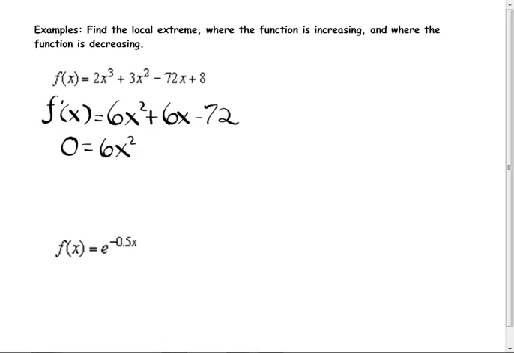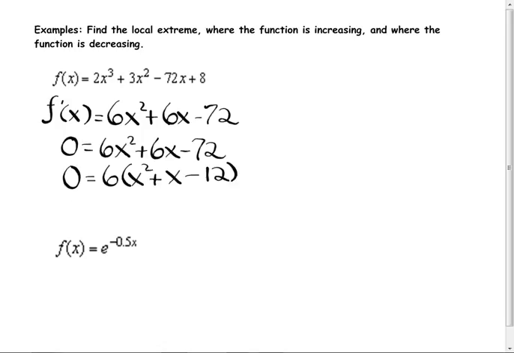Now, how are we going to find the zeros of this function? You know it's a parabola. Let's factor out a 6. Could you divide by 6? Yes, you could. You can't divide by x, but you can divide by 6. So it's x squared plus x minus 12. Plus 4, minus x, minus 3. Check. Did that work?